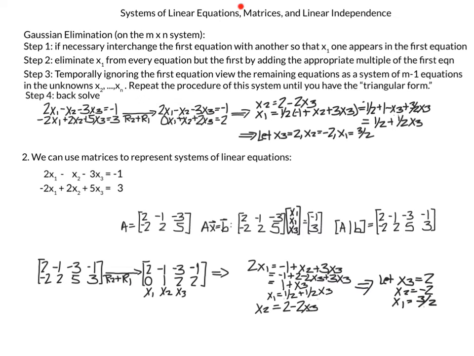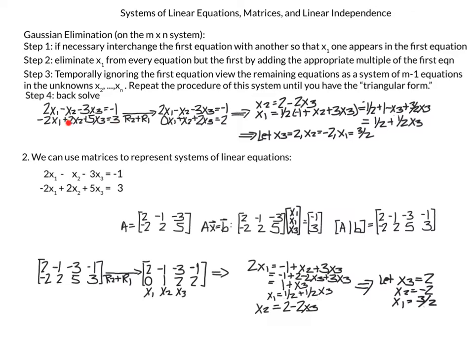Next, we're going to look and see how matrices can fit in. So the idea here is the problem that we just did using our Gaussian elimination. Instead of carrying around all these variables, we could simply have a matrix that represents the coefficients in front of each variable. So for our first equation, that'll be the first line of our matrix. We have the coefficients 2, -1, -3. So I have 2, -1, -3.